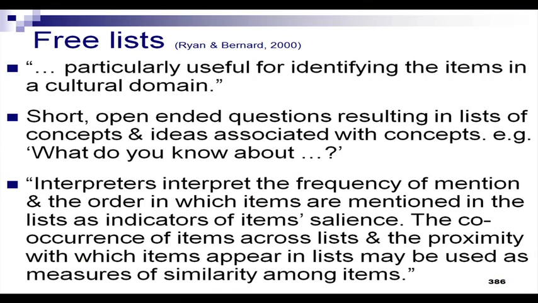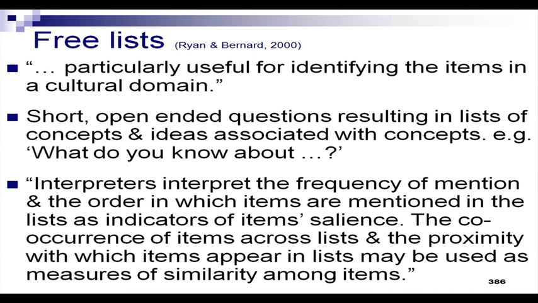So these are short questions that result in long lists that can be even remotely associated with the concept under study. Interpreters interpret the frequency of mention and the order in which items are mentioned in the lists as indicators of items' salience, the importance of items. The co-occurrence of items across lists, and the proximity with which items appear in lists, may be used as measures of similarity among items.